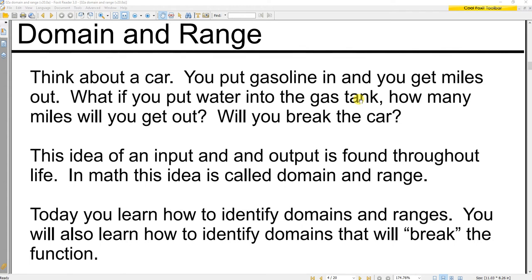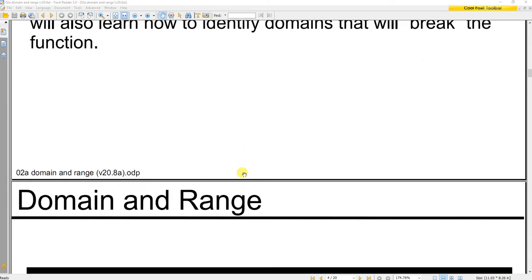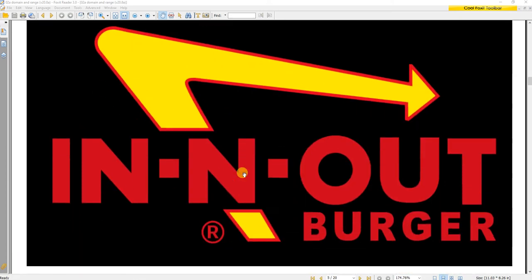In math, this idea is called domain and range, input and output. Today you're going to learn how to identify domains and ranges, inputs and outputs, and you're also going to learn how to identify domains that will break a function. We can break a function. So it's like in and out.